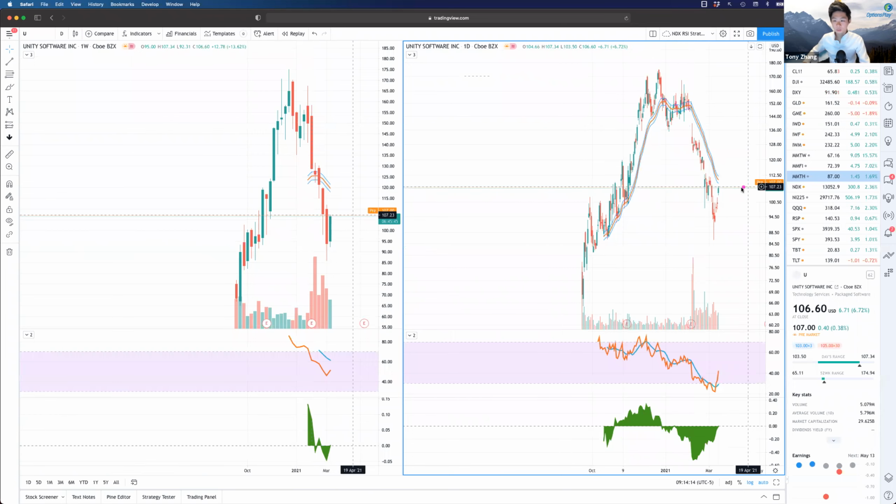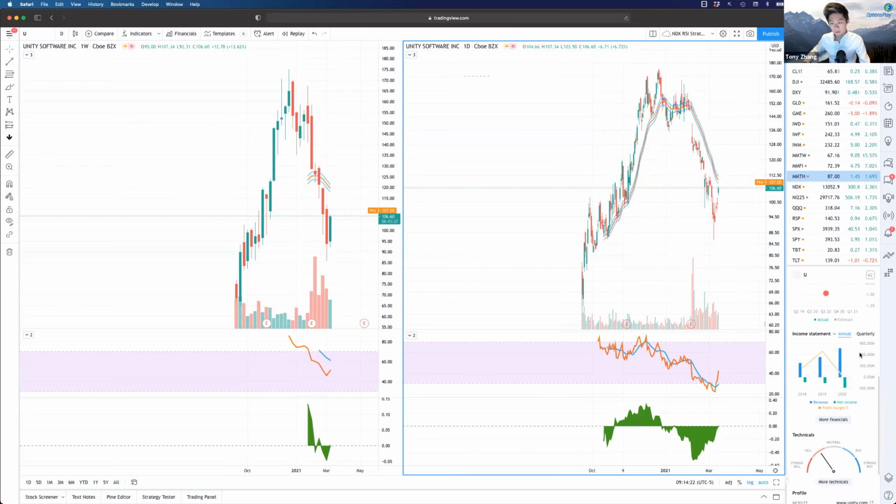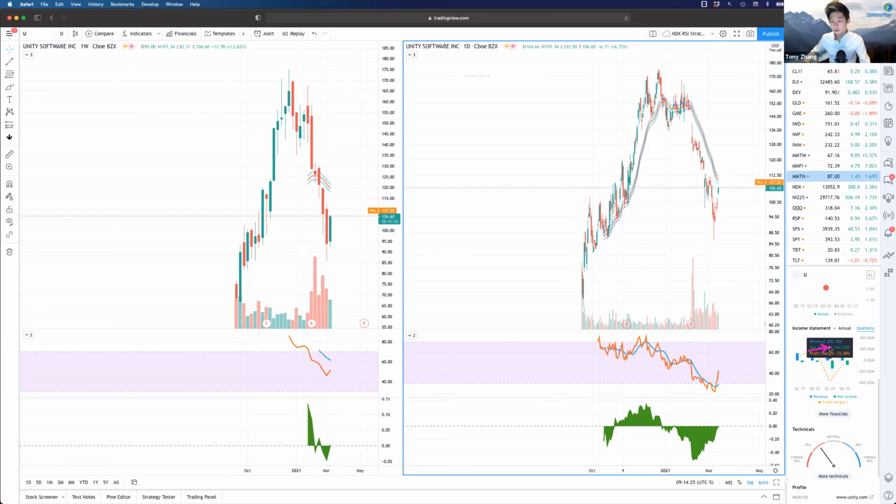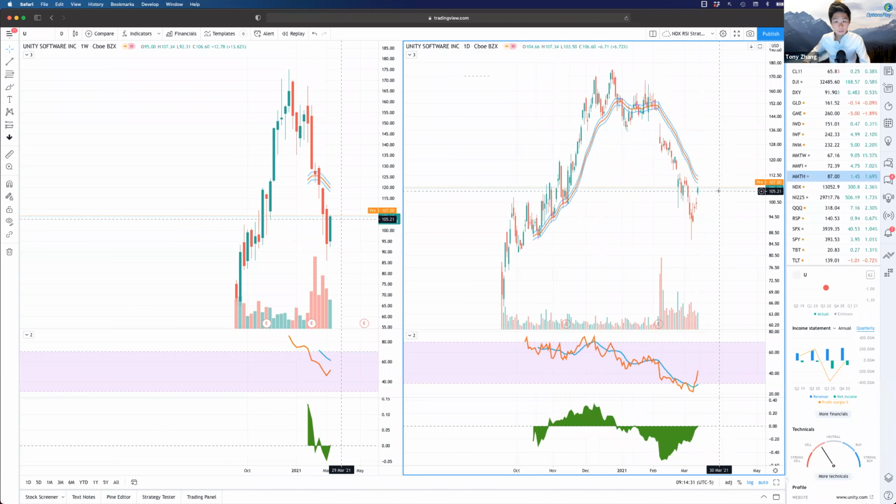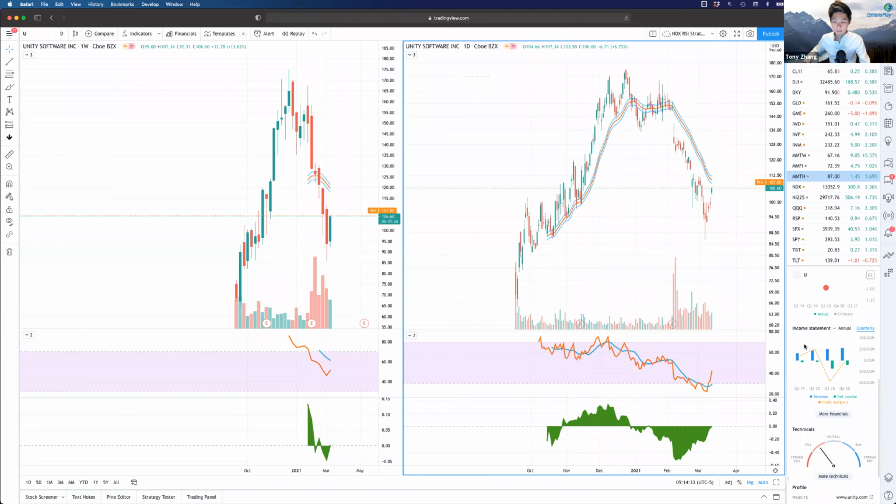Unity Software. This is one that has really fallen from grace here over the past few weeks. And the one thing I will point you to, the reason for it is because it's a rich valuation stock, and it's had zero revenue growth here over the last 3 quarters. This is a gaming stock. This is a stock that should be doing very well in this particular environment, but revenue growth is not there. It continues to lose money. Those are the types of stocks that are going to get hit. You have a bit of a bounce here over the past few days, but I think this is a stock that's more likely to see a little bit more downside.